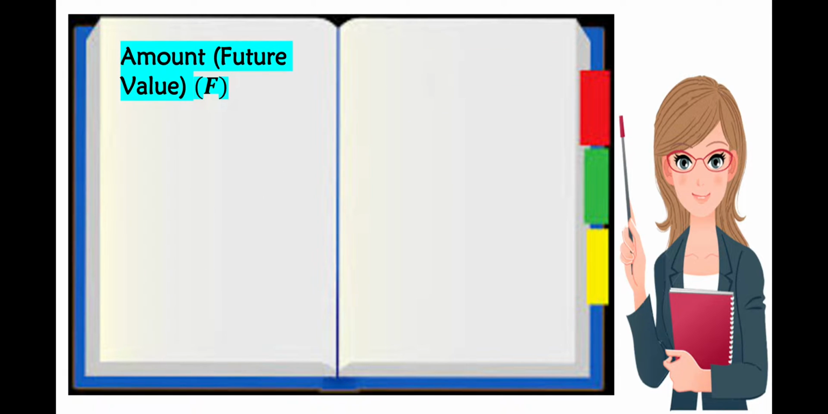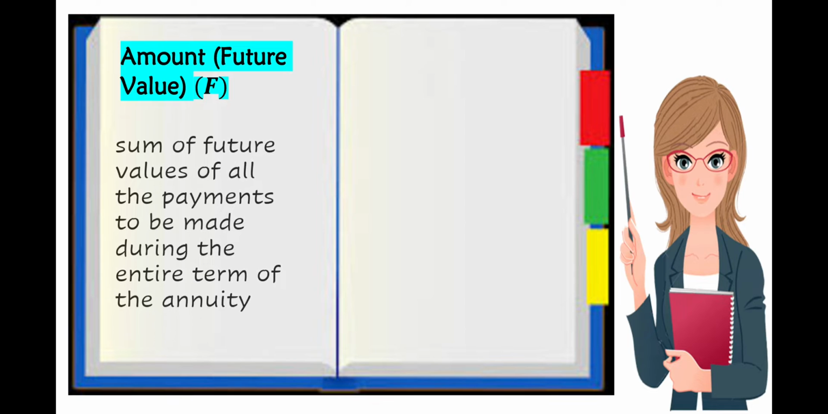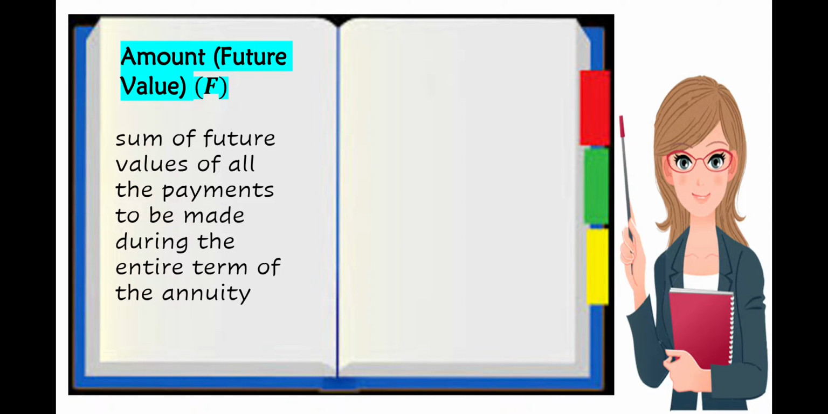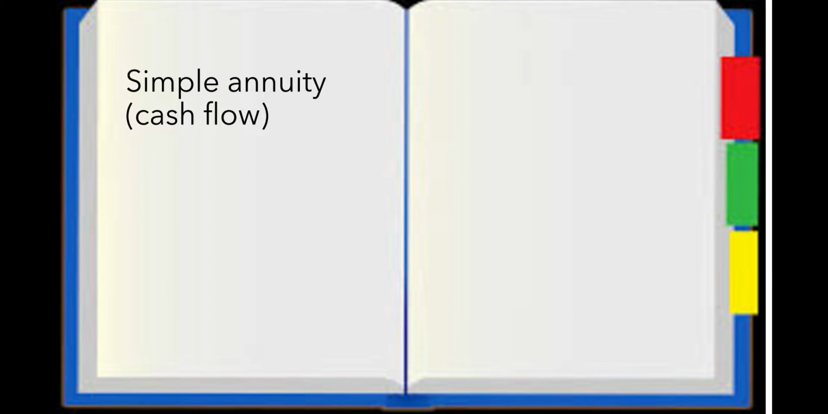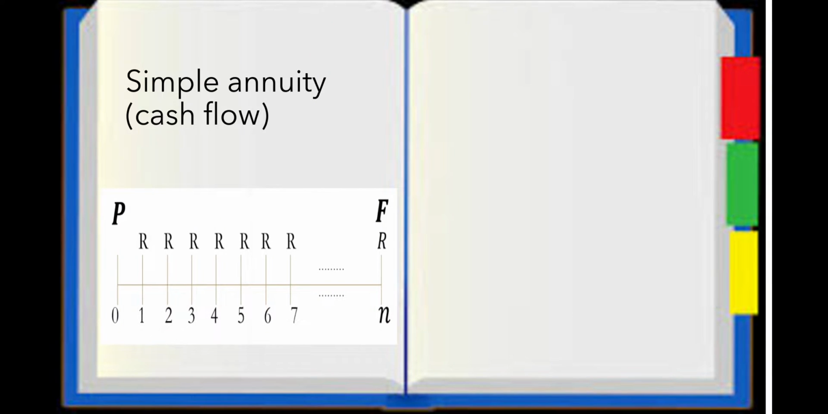The amount or future value, denoted as F, is the sum of future values of all the payments to be made during the entire term of the annuity. And the present value, denoted by P, is the sum of present values of all the payments to be made during the entire term of the annuity. So we have here the simple annuity cash flow. We have the present value, and at the end of the regular payments, the total is the future value. That is from 0 to end of term.